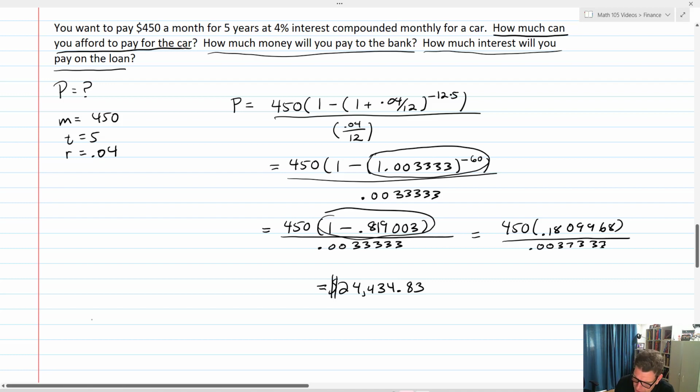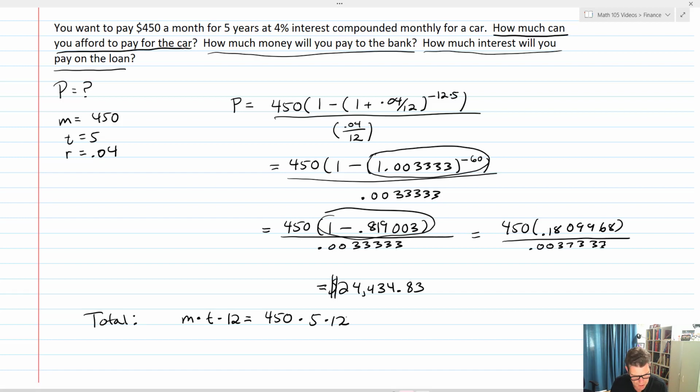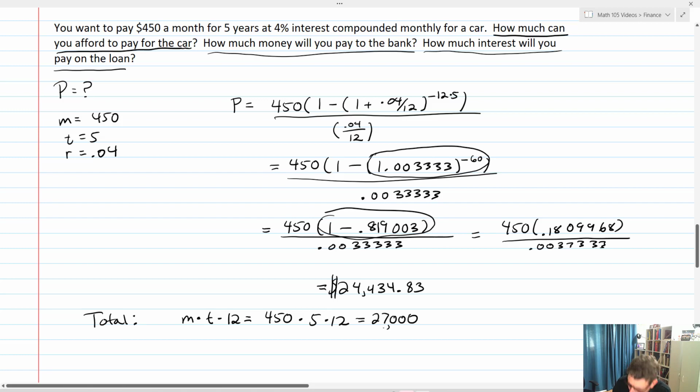What about the total amount of money? Well, the total amount of money, just like we saw before, is going to be that M times T times 12. So that's going to end up being 450 times 5 years times 12. So when I put that into my calculator, I get $27,000.